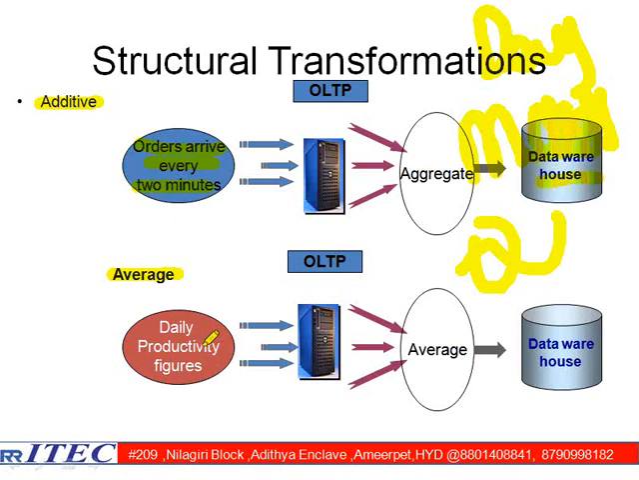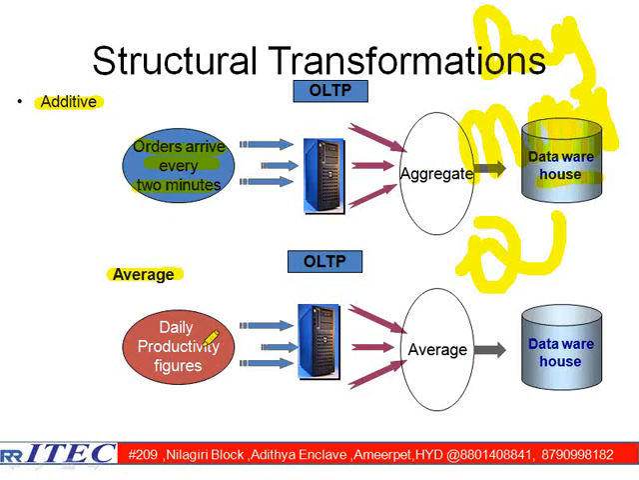In my factory I am preparing glasses. In one day I may be preparing 100 glasses. Another day I may be preparing 120 glasses. But if at the end of the day I ask what the average productivity is, then what I will do, sir? 100 plus 120 by 2, we are going to do it.